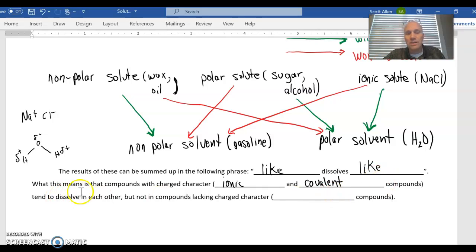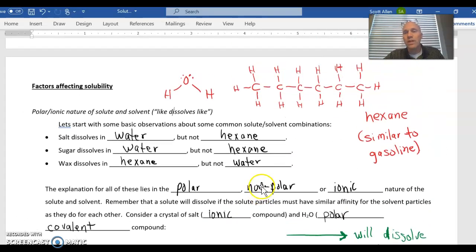What this means is that compounds with charge character, which would include both ionic and polar covalent compounds, would tend to dissolve in each other. But these types of compounds would tend not to dissolve in compounds that don't have any of that charge character. And when I say things that don't have charge character, I'm talking about nonpolar covalent compounds.